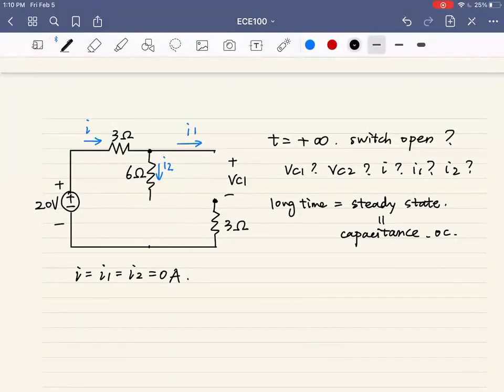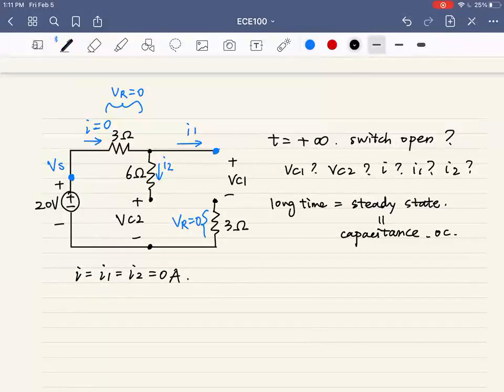And since the current is 0, the positive polarity reference of VC1 will equal the positive polarity reference of the voltage source. Why? Because no current flows through the 3 ohm resistance. So the voltage drop here is 0, which means that Vs equals VC1. Because similarly, there's no drop here too.